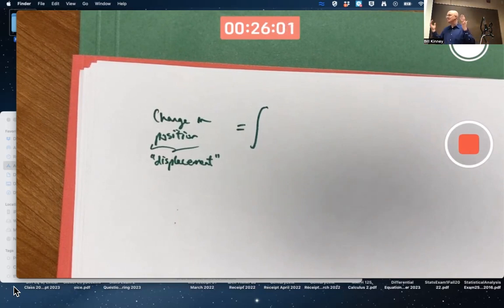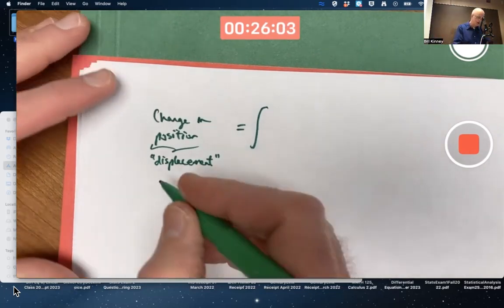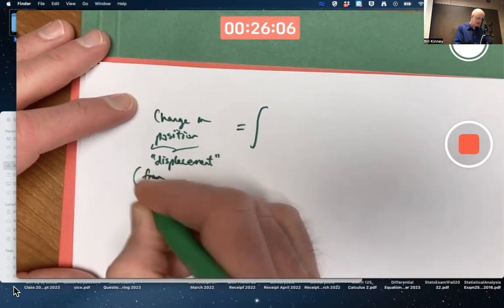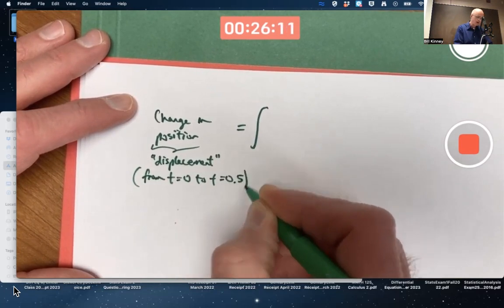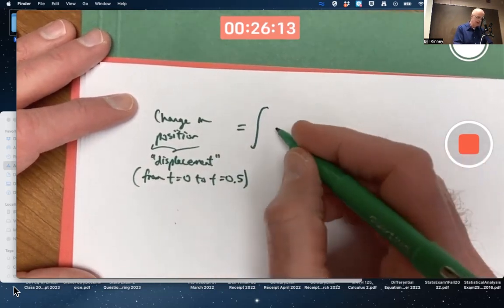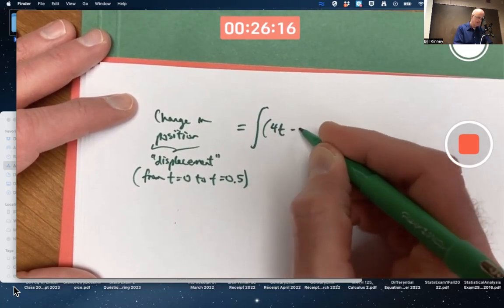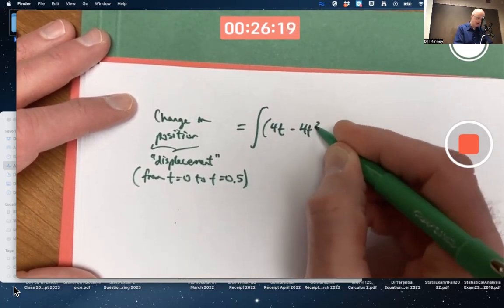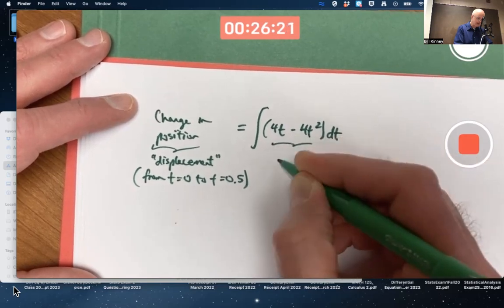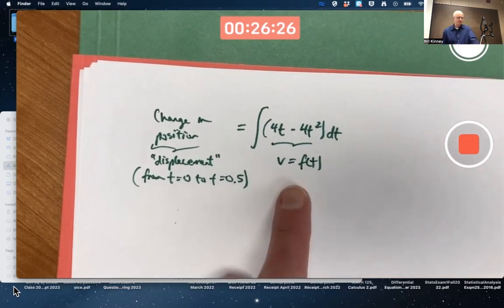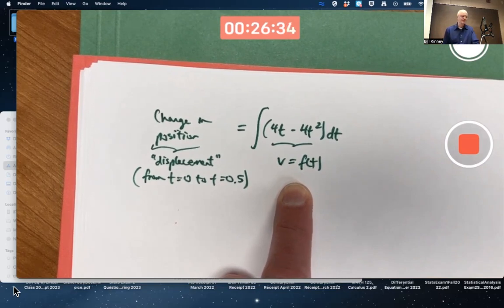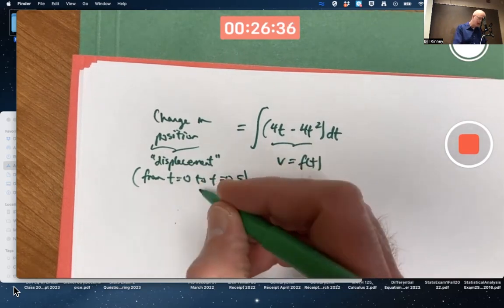Over what time interval? That's up to you. Let's do it from t equals 0 to t equals 0.5 to start. The velocity function is 4t minus 4t squared. That's my v equals f of t. When you show your work by hand, you don't have to write what I just did there. I'm just doing it for clarification. That's what this function is. It is the velocity. And I integrate over the interval.